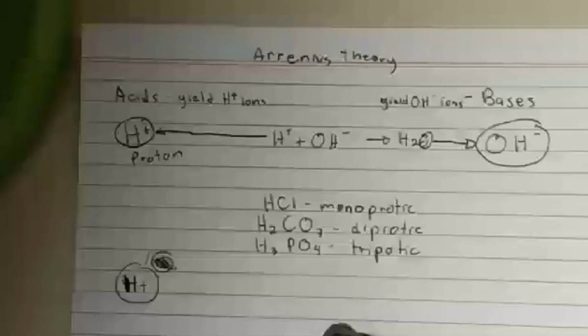Now, some compounds are going to contain one hydrogen, and so there is only one ion that can be produced. For example, hydrochloric acid, or HCl, just has one hydrogen, and so we can call it a monoprotic acid. Mono means one, and then protic is just referring to the proton. And you can see we also have diprotic and triprotic. It just depends on the number of hydrogens.